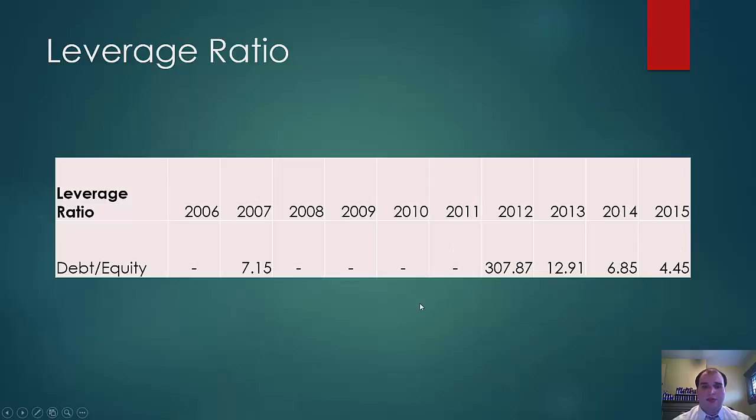This chart simply suggests that Dish Network isn't too keen on using debt to finance their operations. They would rather focus on issuing equity to finance their current operations.